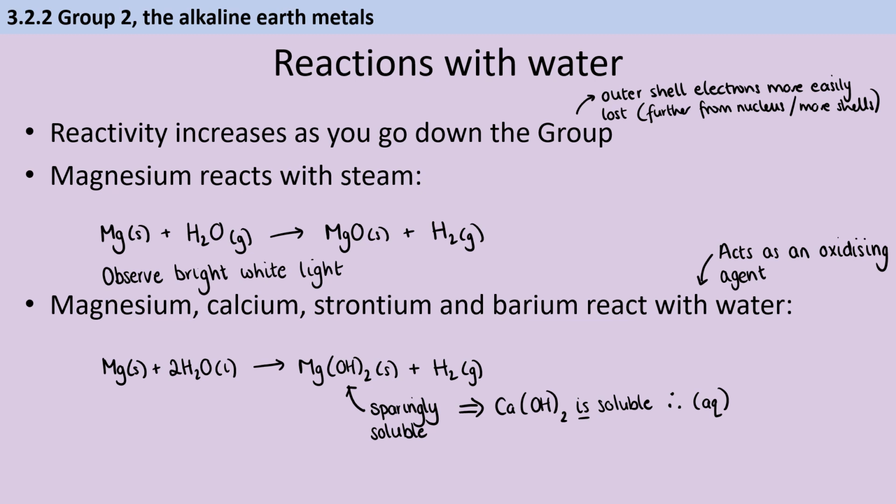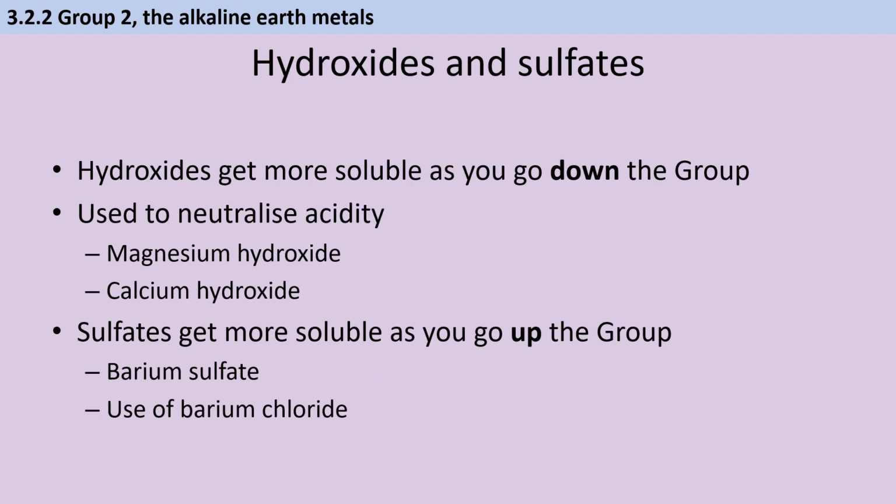Calcium hydroxide is a colourless solution, but you are also going to be able to see some bubbles or effervescence from the hydrogen gas. The group 2 hydroxides get more soluble as you go down the group, and we can identify this by looking at the impact on pH.